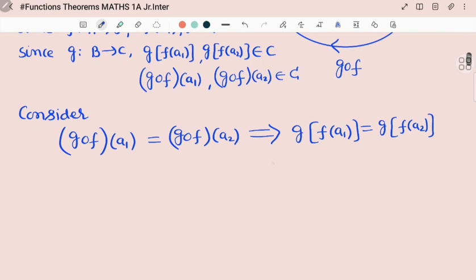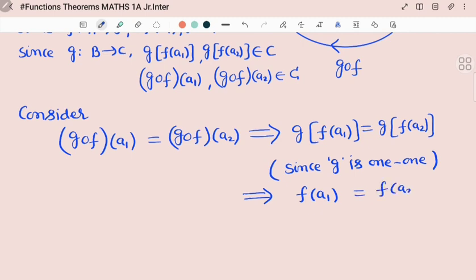Since g is 1-1, a 1-1 function means what I said: f is 1-1 means if f of a1 equals f of a2, that implies a1 equals a2, we are writing. In the previous classes we discussed that. So here, since g is 1-1, when the function values are equal, their elements are also equal. That means f of a1 is equal to f of a2.